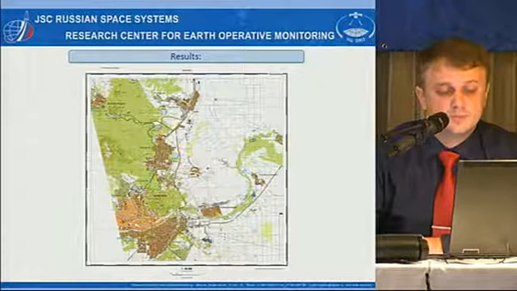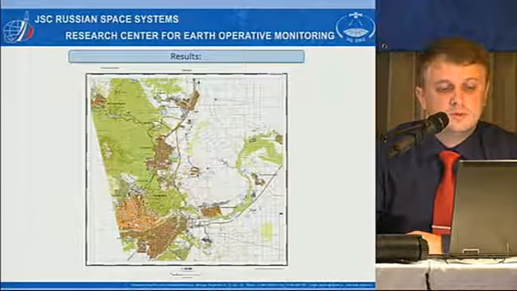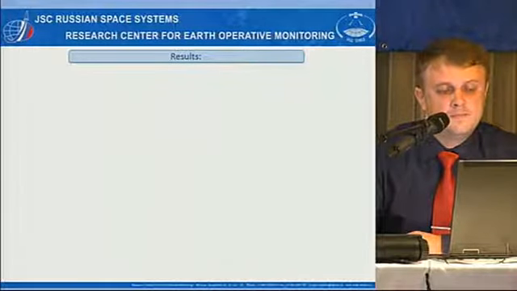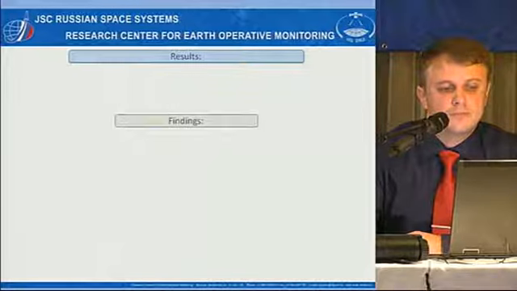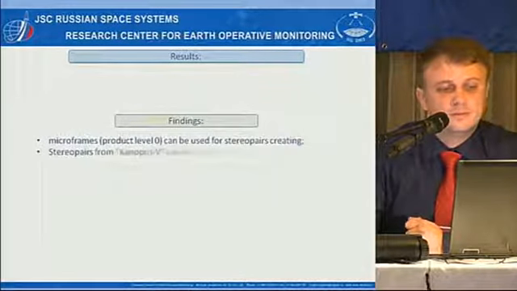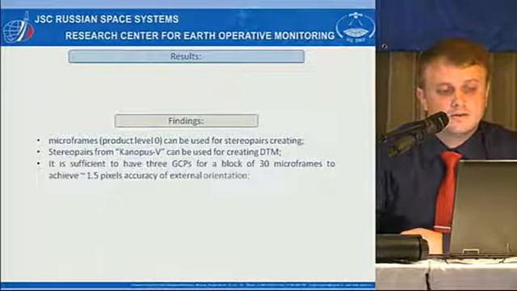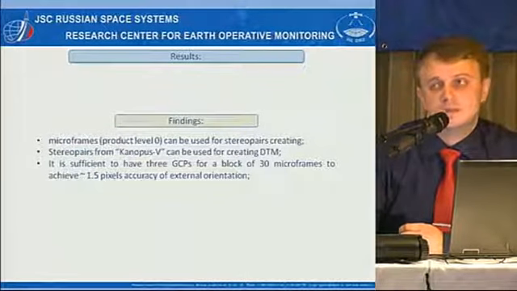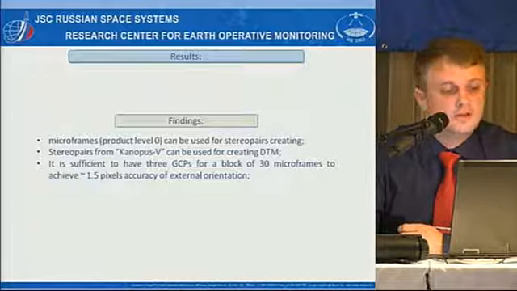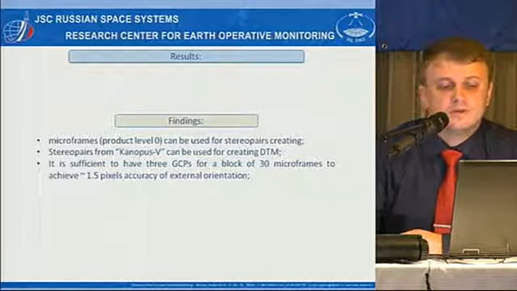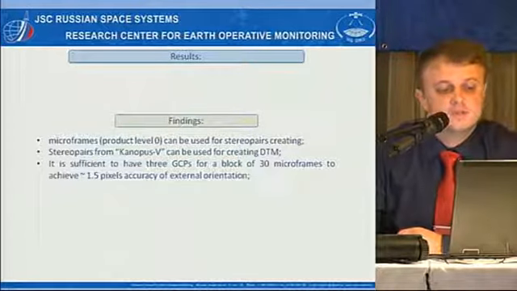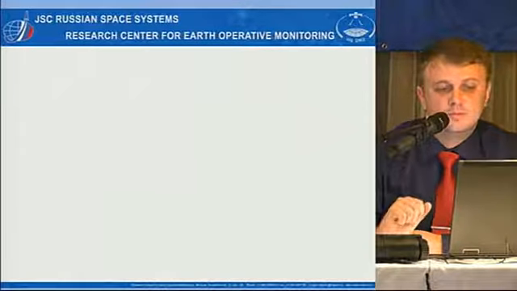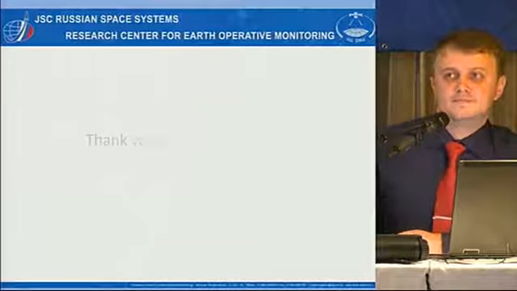This is a topographic map which was made using orthophoto and DTM with the altitude deviation of about 1300 meters. And the conclusions and findings that we can make known is that microframes can be used for stereopairs creation and for DTM creation, and for orientation of the block from 30 microframes to achieve about 1.5 pixels accuracy it is enough to have 2, 3 control points. Thank you. That's all I had to tell you. Thank you.